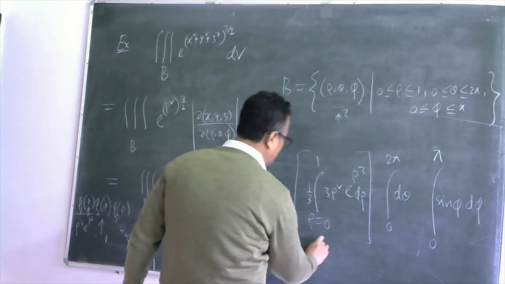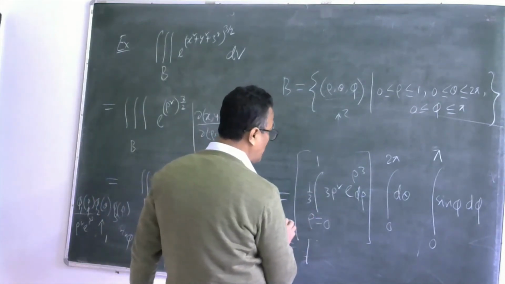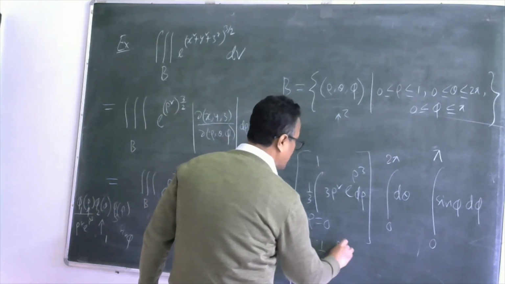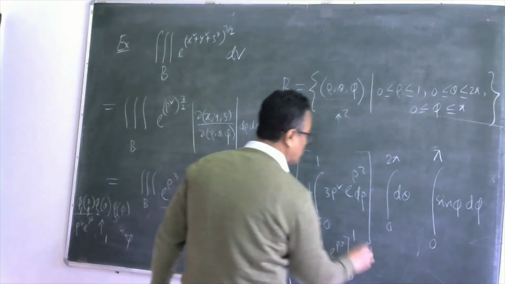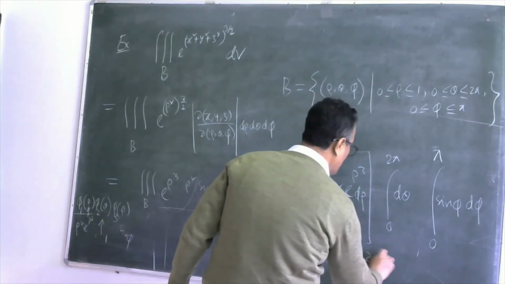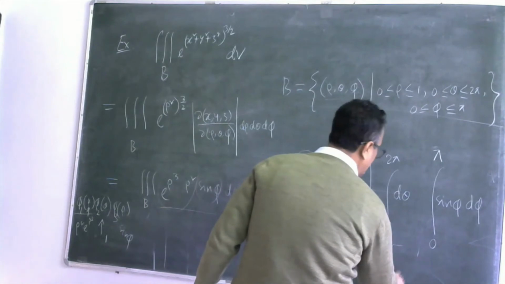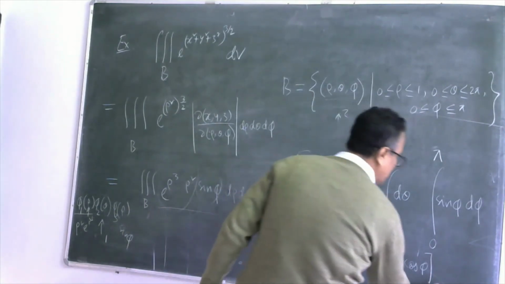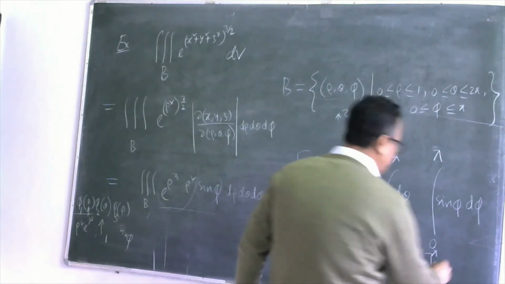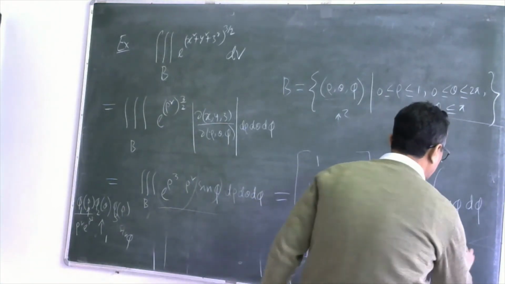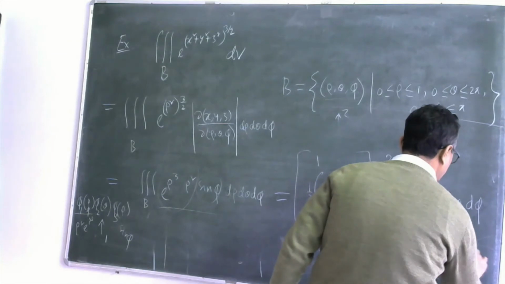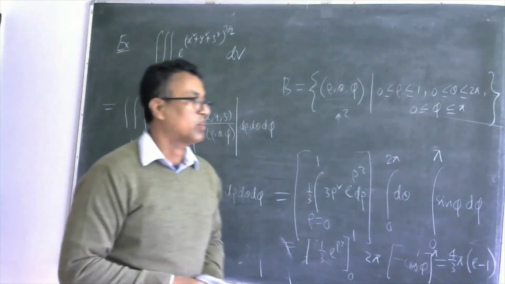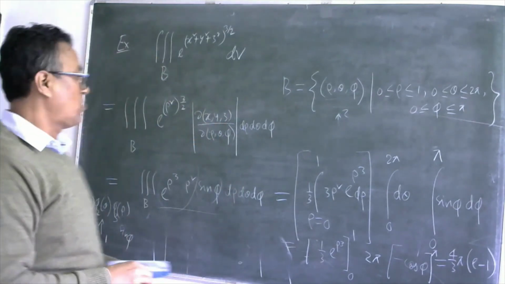Because this is eventually going to give you 1 by 3 e to the power rho cube, rho going from 0 to 1. This is 2 pi, and this is minus cos phi, 0 to pi. And eventually this is going to be 4 by 3 pi (e minus 1). You can easily work that out.